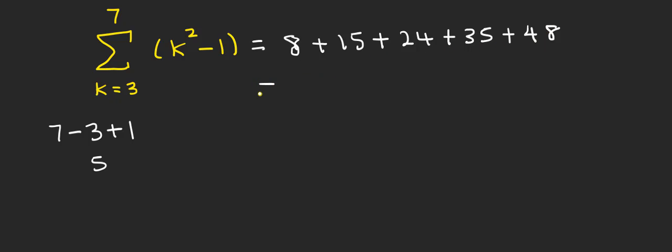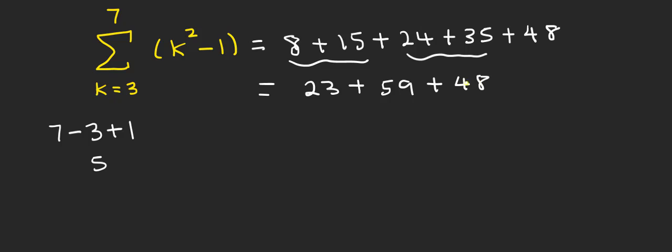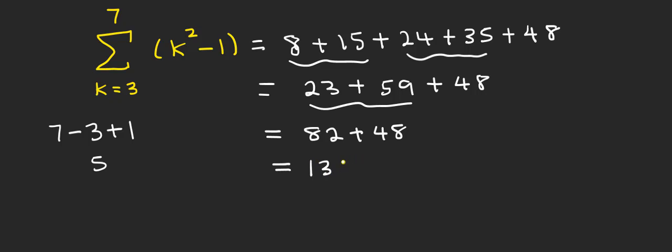Now, what will be the sum of this? Well, let's add these two. You get 23. What about these two? You get 59. And then you have 48. Adding these two, you're going to get 82 plus 48. And 82 plus 48 is going to be 130. So the answer to this will be 130.